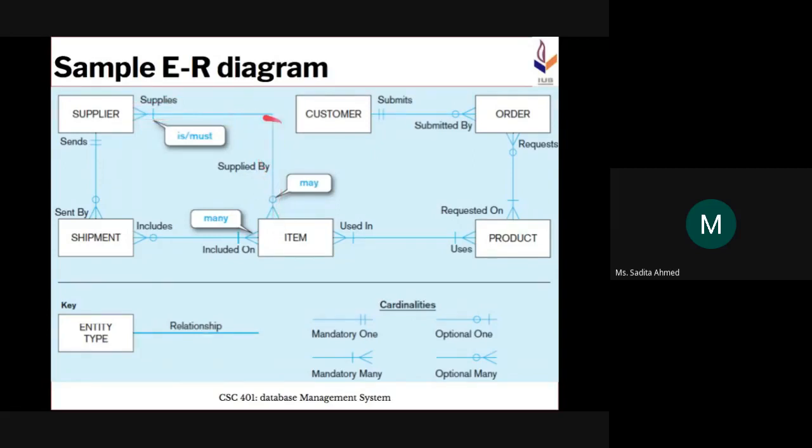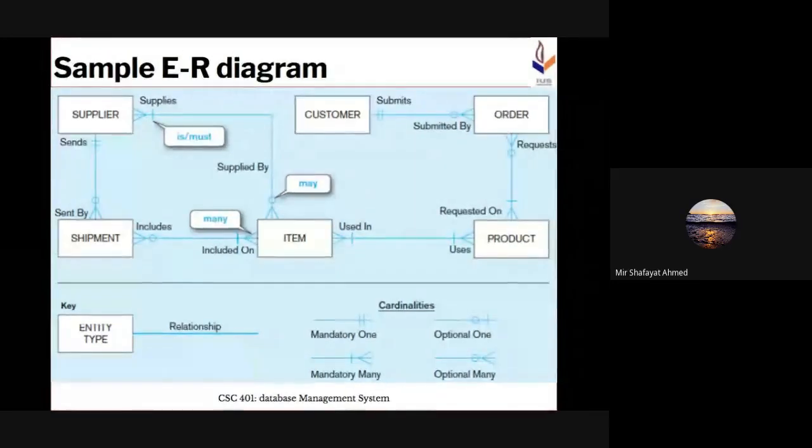Between supplier and item, do you see that there is a line connecting supplier with item? Yes, ma'am. So basically, that is the line telling us that supplier and item are related with each other. We are associating supplier and item. All right? Ma'am, yes. It said may supply many items.